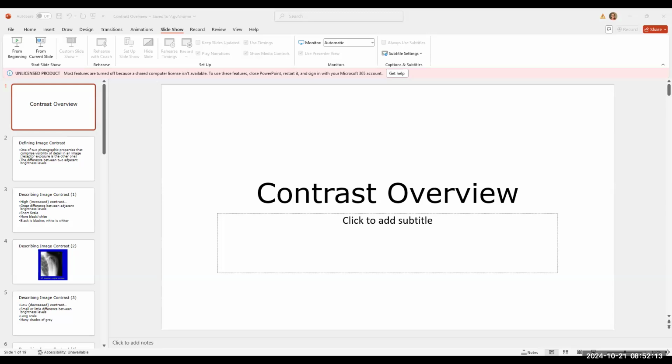What is another name for low contrast? Long scale, or long gray scale. When will low subject contrast occur? That's with use of higher kVps. What is another name for high contrast? Short scale. When will high subject contrast occur? With use of lower kVps. You could also talk about tissue density, thickness, atomic number in that question. I don't have those answers there, but that also would affect whether it's high or low contrast.